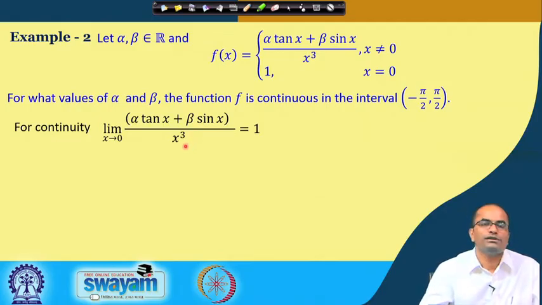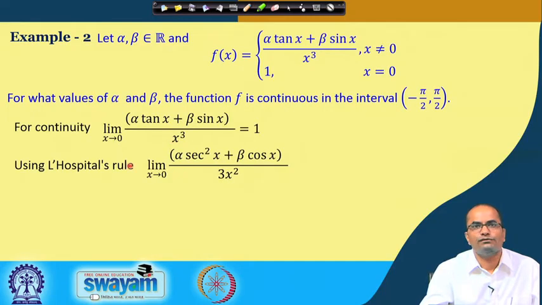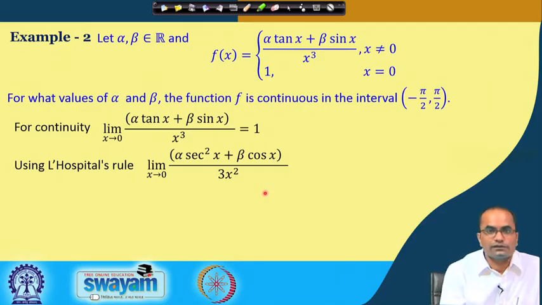Let us apply the L'Hopital rule to this expression. Alpha tan x will become alpha sec square x, plus beta sin x will become beta cos x, divided by 3 x square, because the derivative of x cube is 3 x square, and we take the limit as x goes to 0. Now let us see what is happening to this function. We have alpha times sec square 0, which is 1, so here we have alpha plus beta, since cos 0 is also 1.